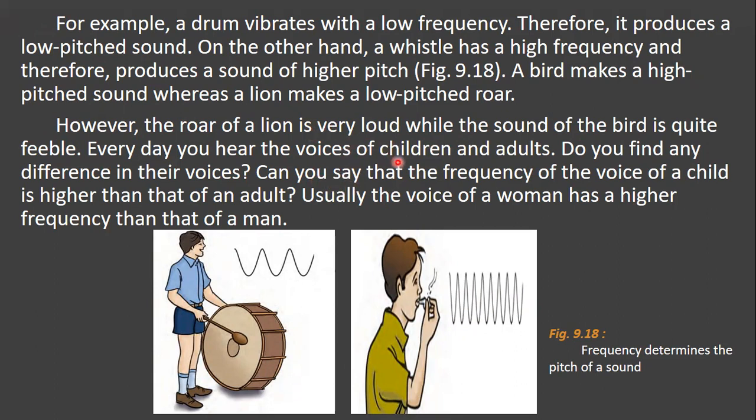Means the roar of the lion is very loud, while the sound of the bird is quite feeble. And every day you hear the voices of children and adults. Do you find any difference in their voices? Can you say that the frequency of the voice of a child is higher than that of an adult? Usually, the voice of a woman has a higher frequency than that of a man.